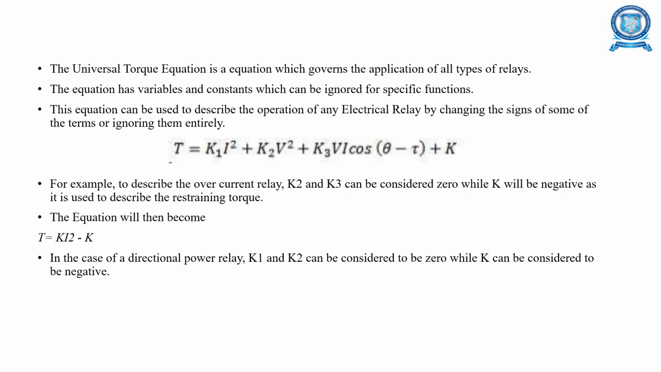The universal torque equation governs the application of all types of relays. By changing the signs of some of the terms, or ignoring them entirely, T equals K1 I square plus K2 V square plus K3 VI cos theta minus tau plus K. K2 and K3 can be considered as 0, while K will be negative as it is used to describe restraining torque. The equation will then become T equals K1 I square minus K. In case of a directional power relay, K1 and K2 can be considered to be 0 while K can be considered to be negative.